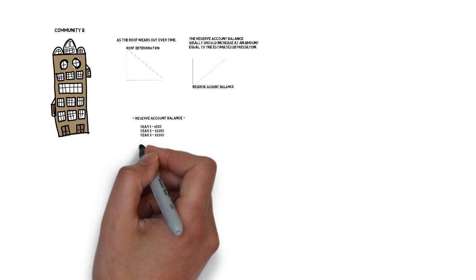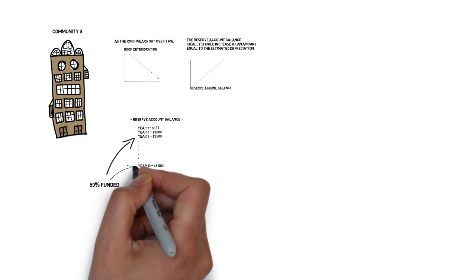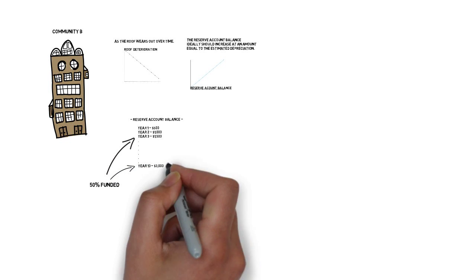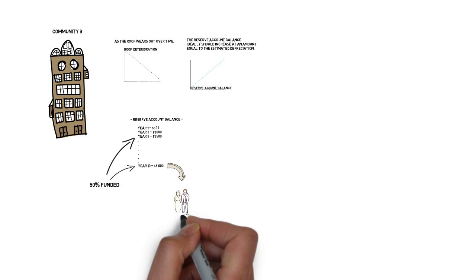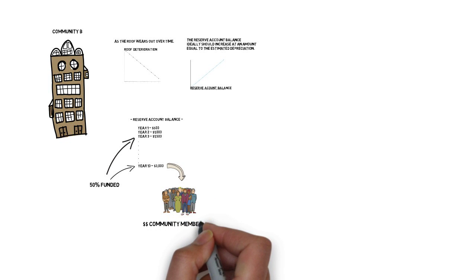At the end of year one, the association will have $500 in the reserve account. At the end of year two, $1,000. At the end of year three, $1,500, and so on, until the end of year 10, when the community will have $5,000 in the reserve account, half of the $10,000 estimated cost to replace the roof. This community at this point is 50% funded, as the actual reserve account balance is 50% of the ideal account balance. At this point in time, the association will need to implement a special assessment on its membership or obtain a bank loan for the remaining $5,000.